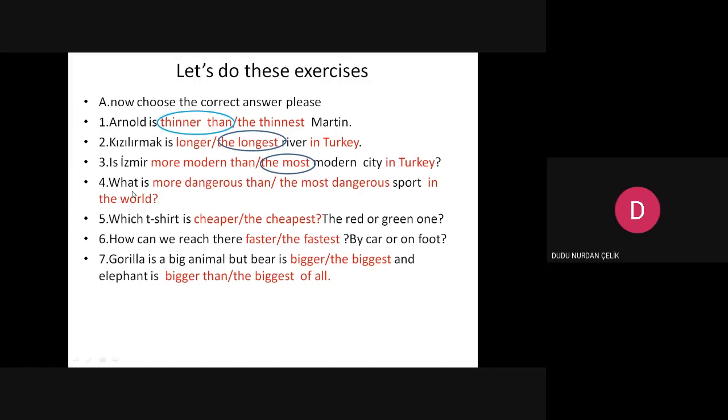Look at the fourth question. It's another question. What is more dangerous than, or the most dangerous sport in the world? Look, in the world. We're talking about the sports in the world and asking what is the most dangerous sport in the world.